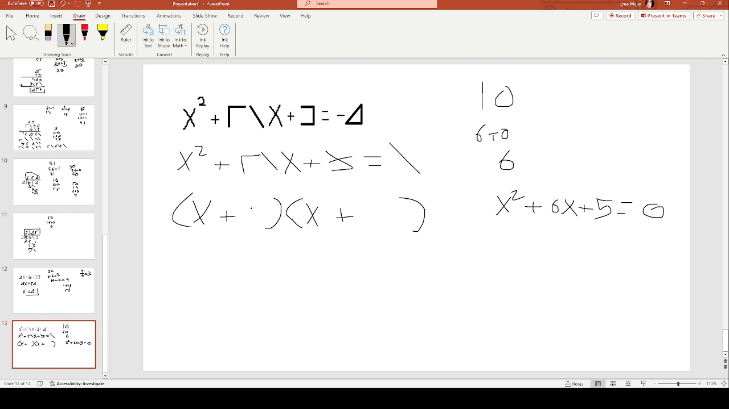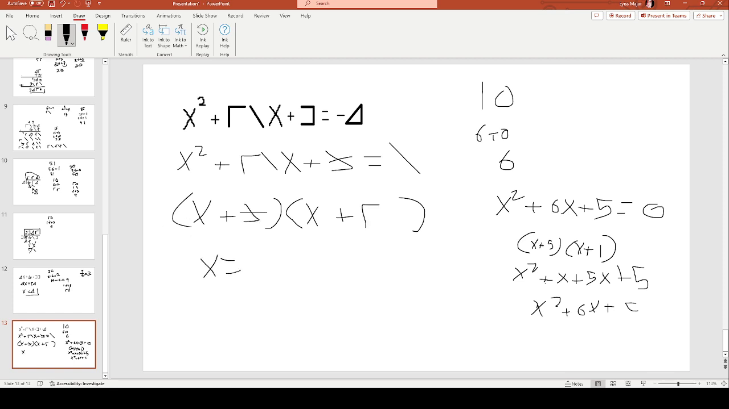So if we did, for example, over here, x plus 5 and x plus 1. Does that work? X multiplied by x, that's x squared. X multiplied by 1, that's plus x. X multiplied by 5, that's just going to be 5x. And then plus 5 multiplied by 1, which is 5. And yes, that is the solution that we would get. So then we know the answers are just going to be 5 and 1. So then we can write those in, 5 and 1. And that means x is equal to negative 5. And it's also equal to negative 1. And then I would accept this as the correct answer.